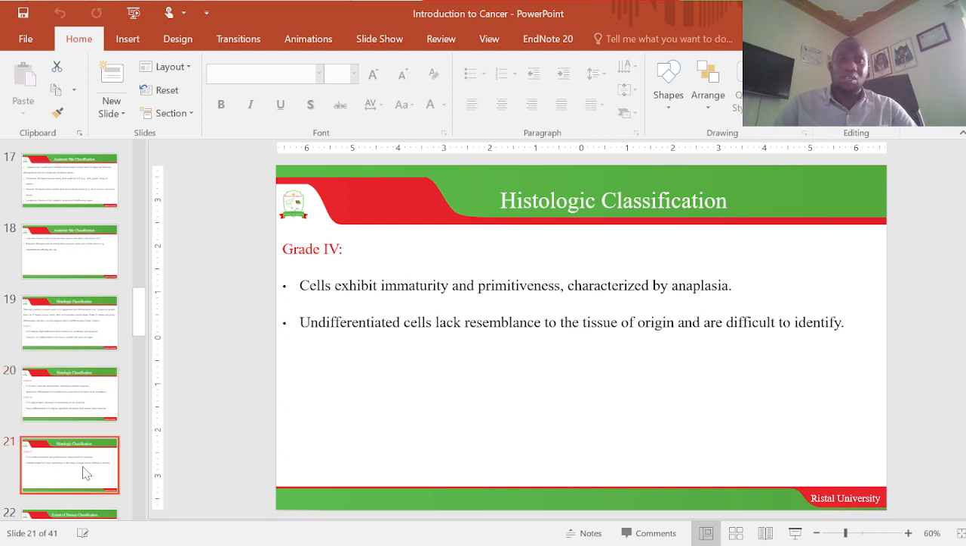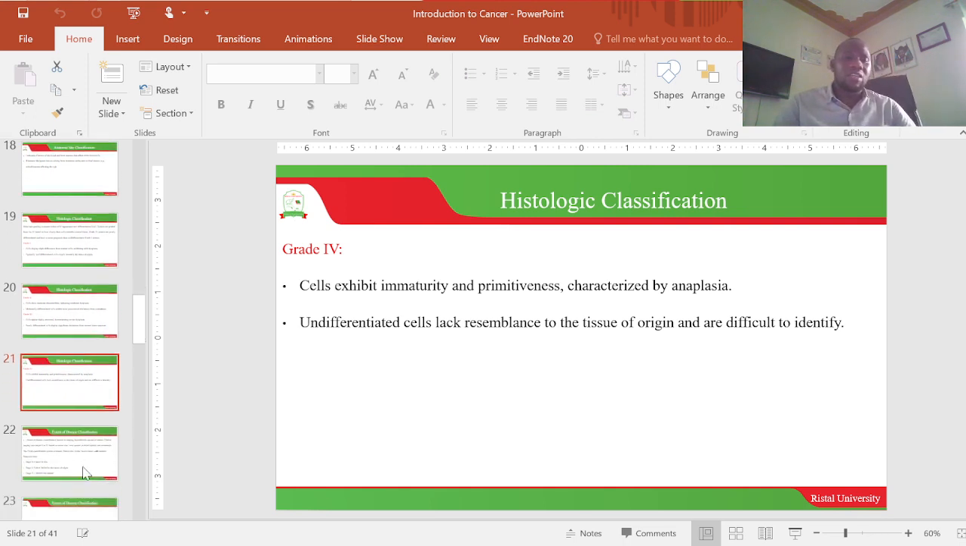And then the last one, where the cells appear immature. That means they are not really differentiated, they don't resemble the organ of origin, so they are difficult to identify.